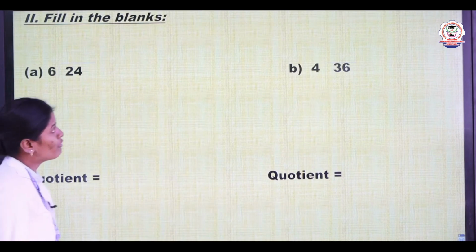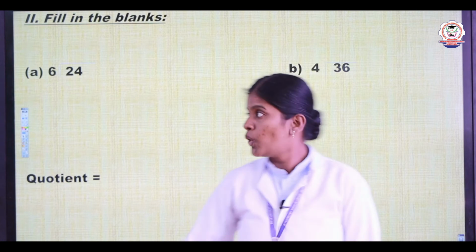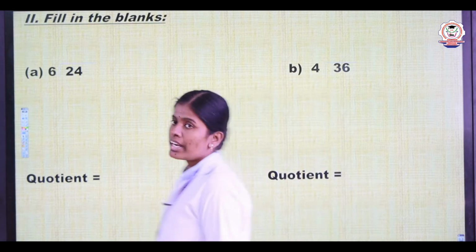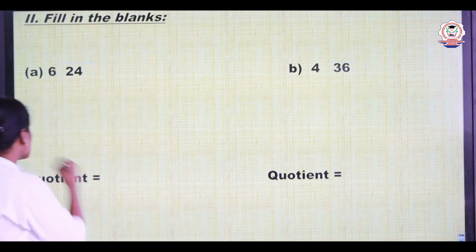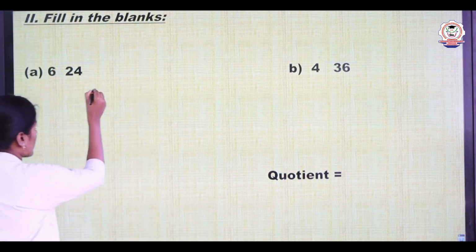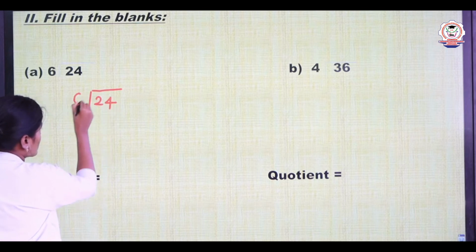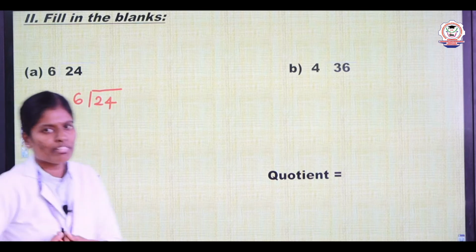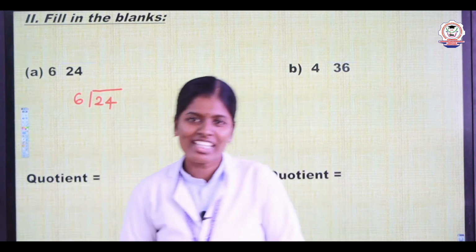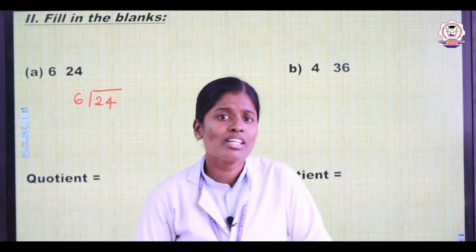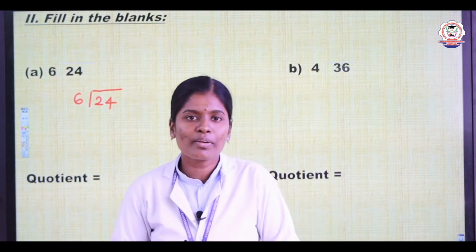And next we have fill in the blanks. Here you are going to find the quotient value. Okay, we have the question 6 and 24. I mean the dividend value is 24 and the divisor value is 6. So take 24 divided by 6. You are going to find the quotient value. Listen children, what table do we have here? Yes, the table is the 6 table. 6 table of 24. Now tell me Kiran, what is the answer?